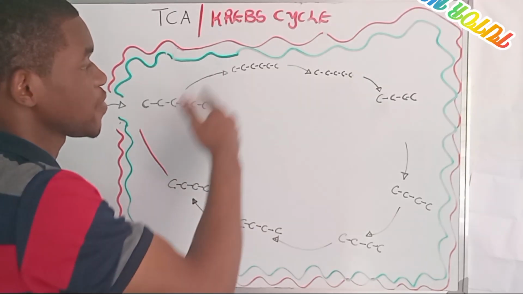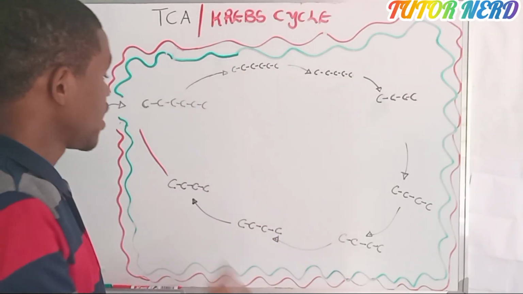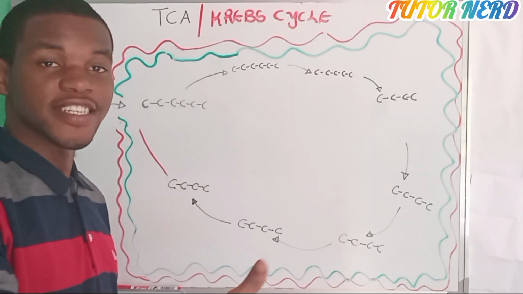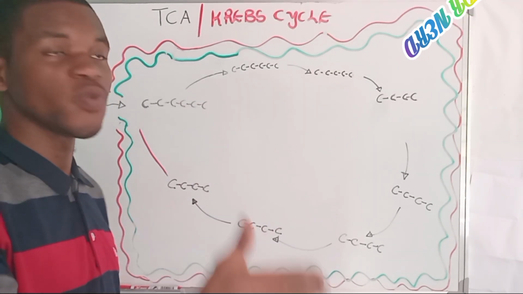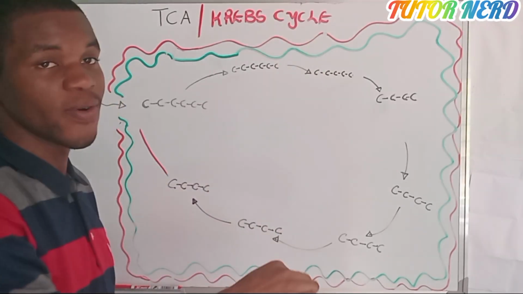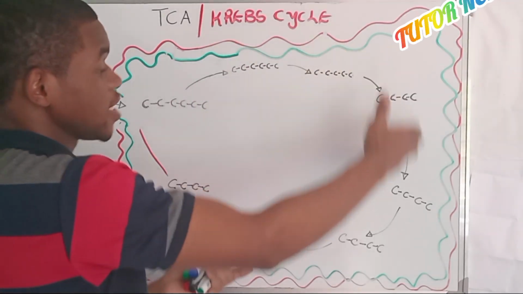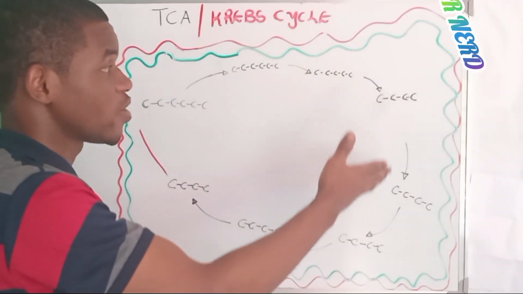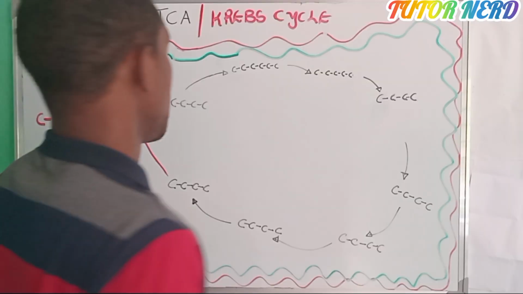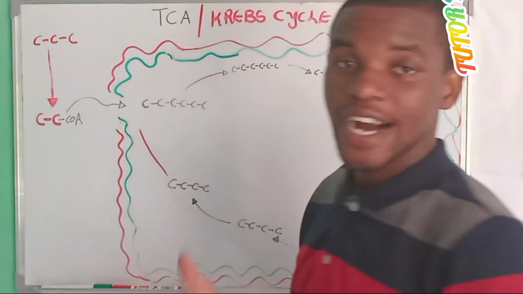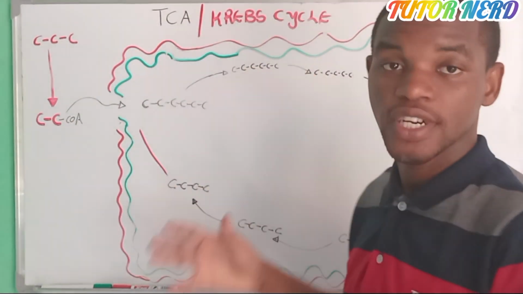No wonder it is referred to as a cycle. What we start with is the same as what we end with. It is not a cycle because I've written it in a cycle form. No, no. The Krebs cycle actually happens in the mitochondria of a cell.